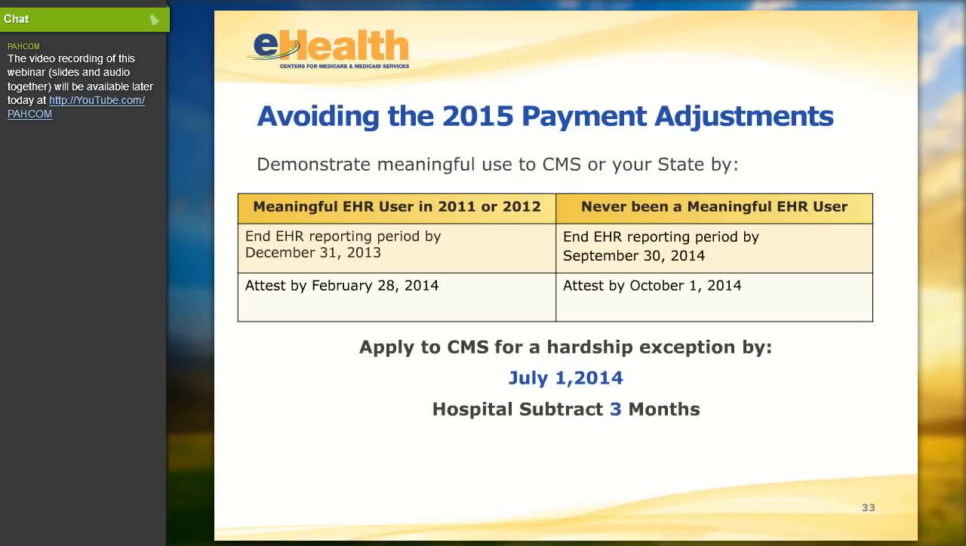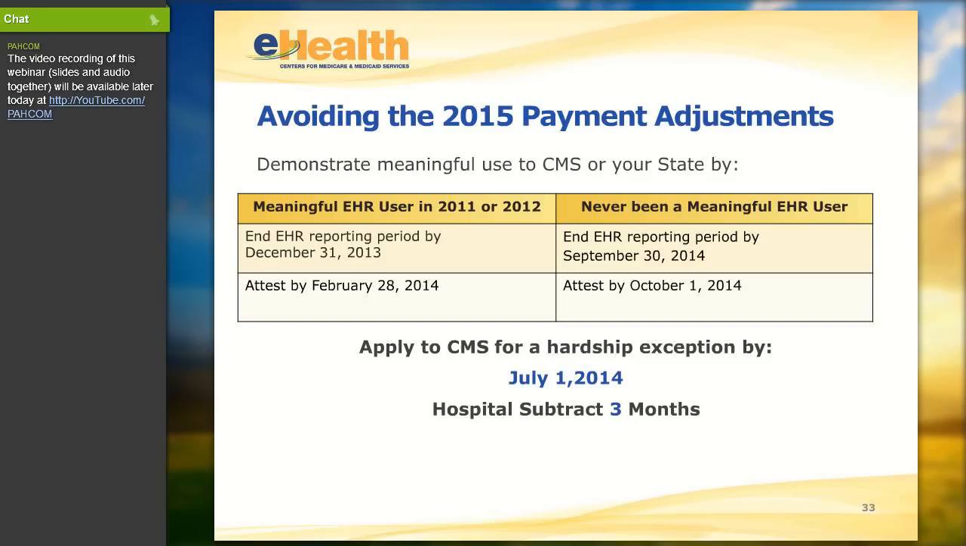If you were a meaningful EHR user in 2011 or 2012, then we're basically going to look at 2013 to see if you demonstrated meaningful use. And if you did, then you won't be assessed a payment adjustment. And you just attest normally the way that you normally do. For most people, that'll mean a full year attestation in 2013. You would attest by the end of February in 2014.